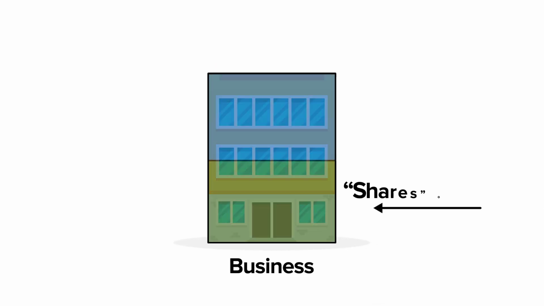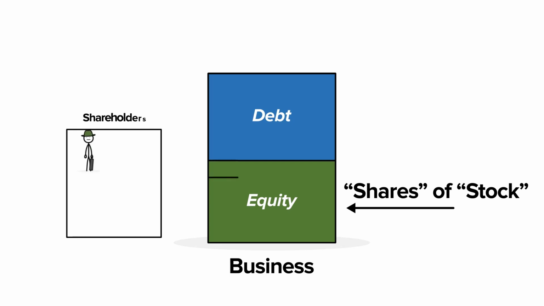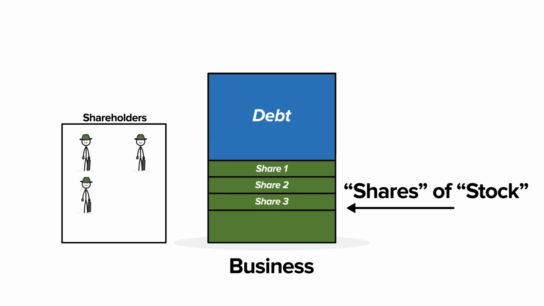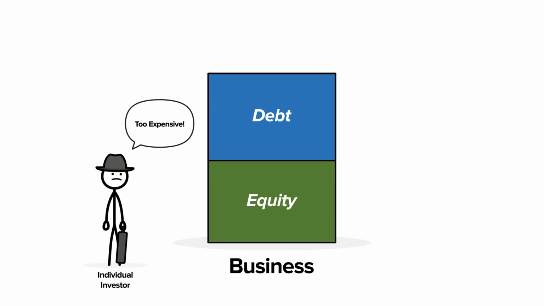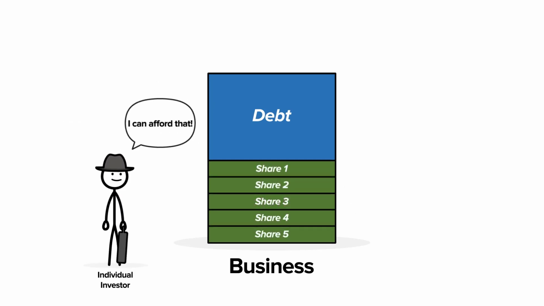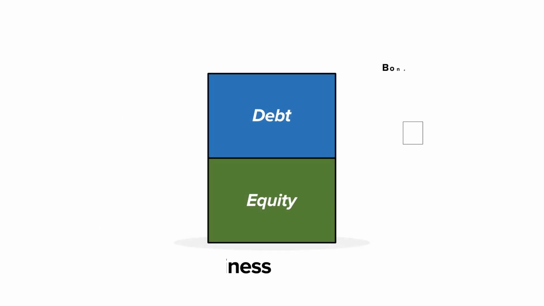Similarly, business ownership, aka equity, is typically divided into equal units, called shares of ownership, aka stock. In aggregate though, all of the shareholders are collectively the owners of the business. One of the main reasons for dividing ownership into multiple units is that it makes ownership more affordable for the average investor, without requiring them to buy the whole business. Let's see how this works.